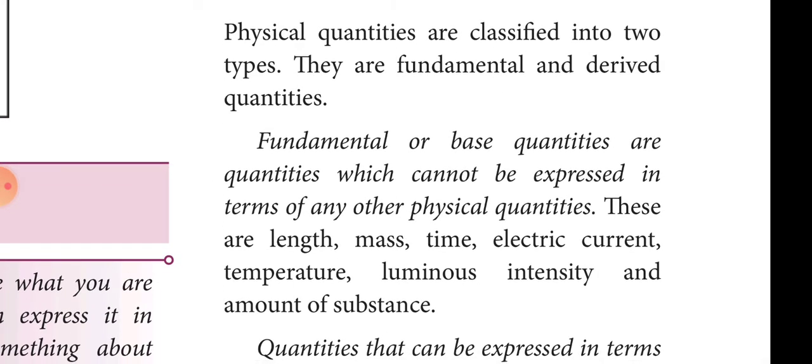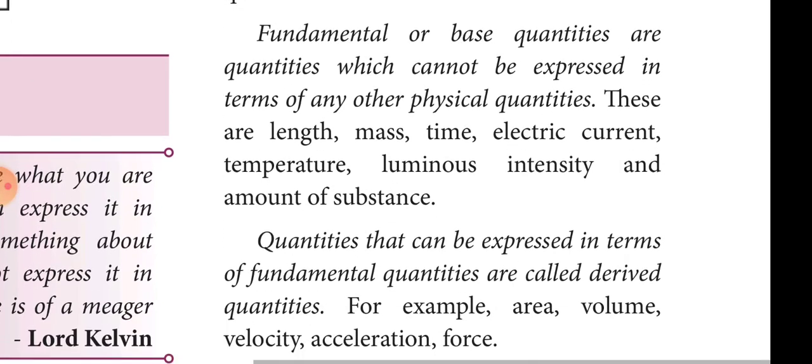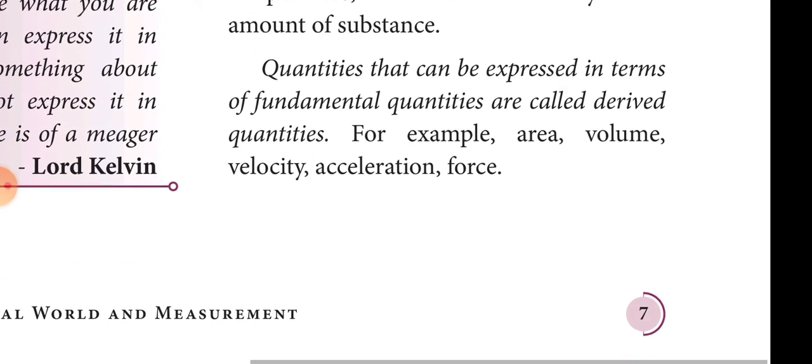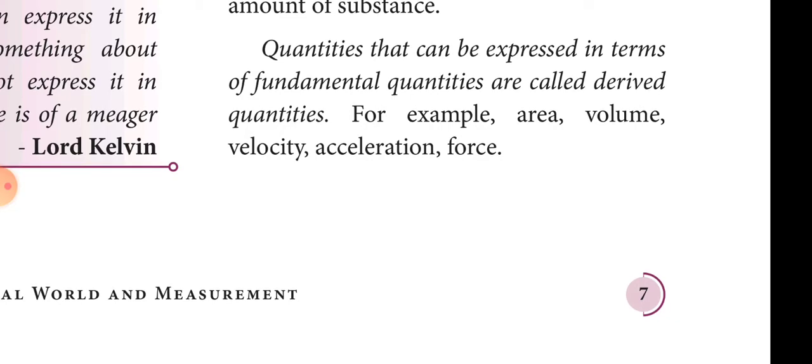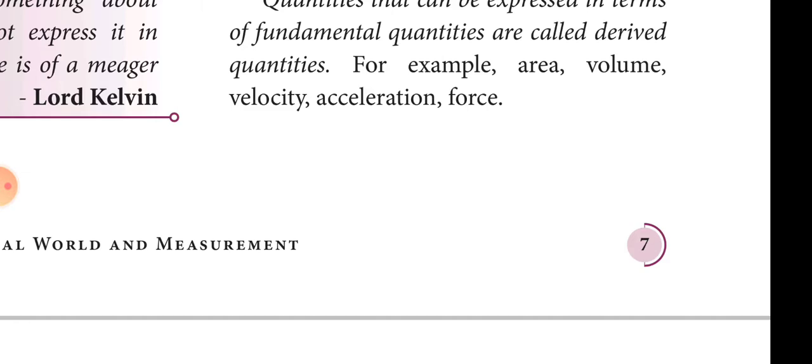What do we mean by fundamental quantities? Fundamental or base quantities are quantities which cannot be expressed in terms of any other physical quantities. Already we have revised this, so just recall it. And derived quantities are those we can express in terms of fundamental quantities. They are called derived quantities. This is one of the important questions.